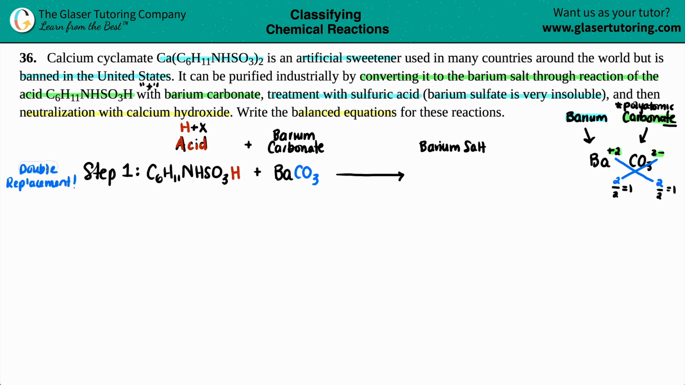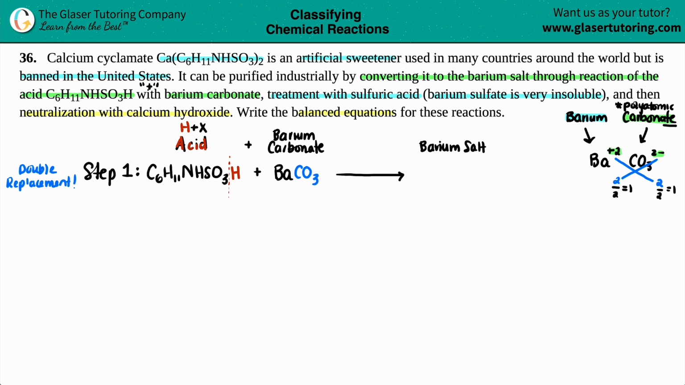And for double replacements, remember, the outers go with the outers and the inners go with the inners. Now, in this case, it's a little bit different because they put that hydrogen on the right side. Remember, whenever you're dealing with acids, technically the hydrogen should be first. So it would be easier here to just break down what the charges are.